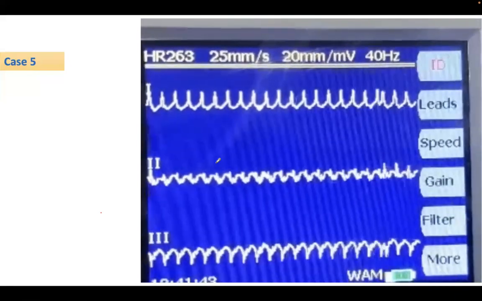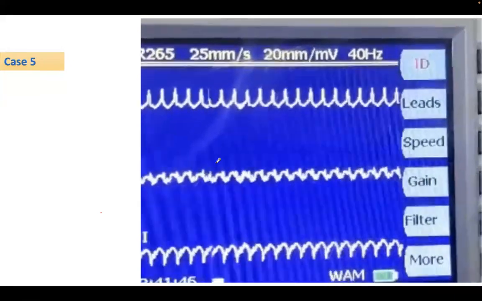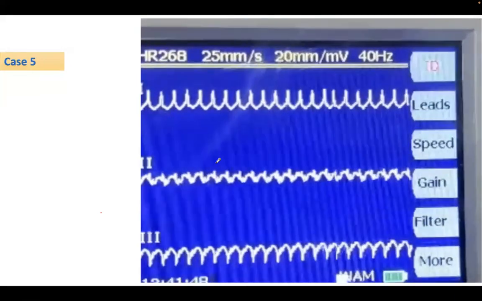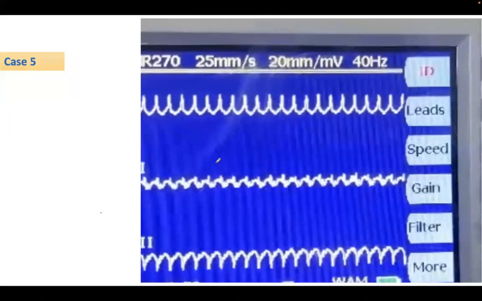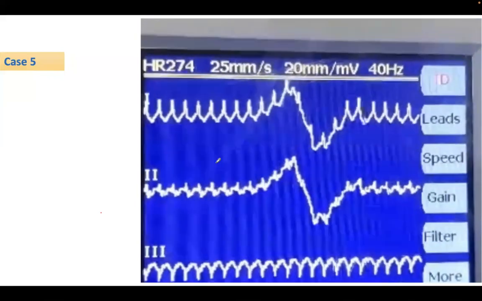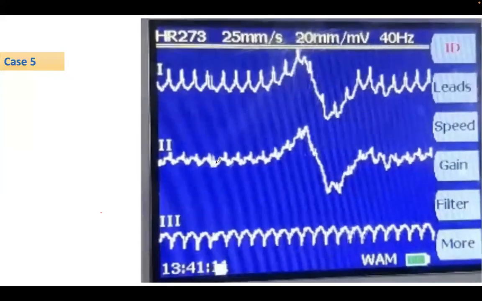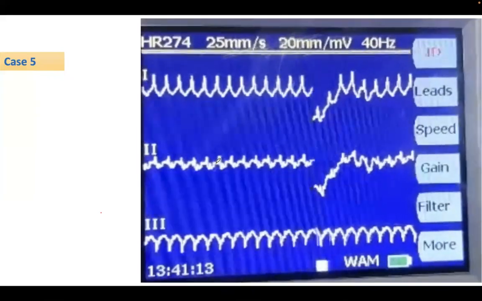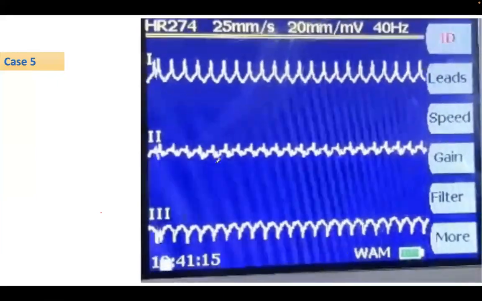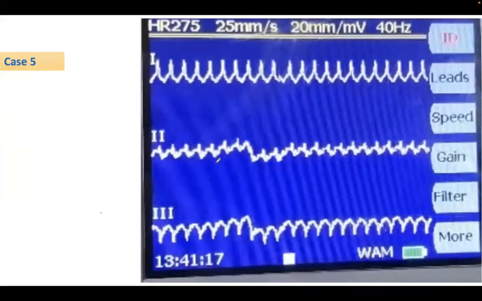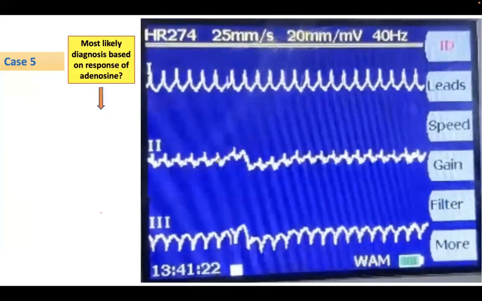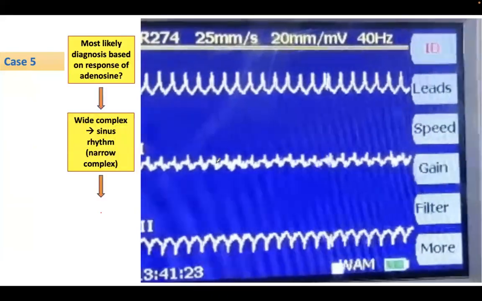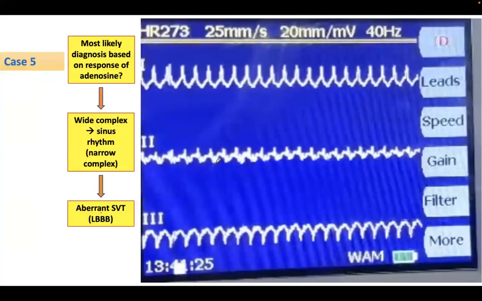Now, is it SVT with aberrancy? Possible. Is it sinus tachycardia with aberrancy at 100 to 70? No, sinus to 70. Bingo. So it's SVT with aberrancy. Easy. The wide complex went to narrow complex sinus, so SVT with aberrancy.